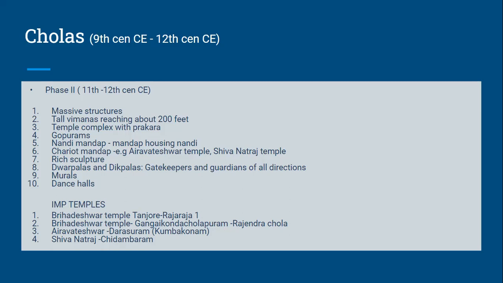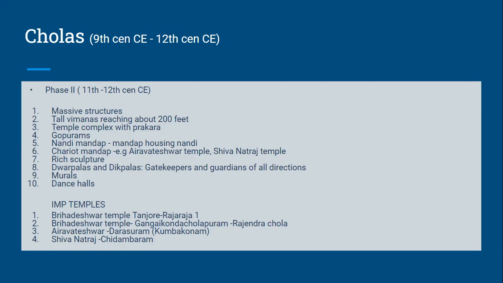Now, which are the important temples? So the first one being Brihadeshwara temple, which is also called as Rajeshwara temple. It is at Thanjore in Tamil Nadu. Now, this temple was built by one of the famous Chola kings, Raja I. As a result, this temple is also called as Rajeshwara temple.